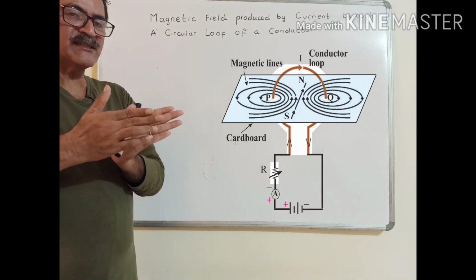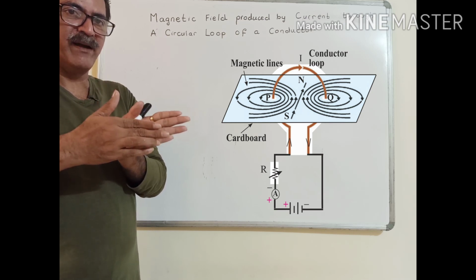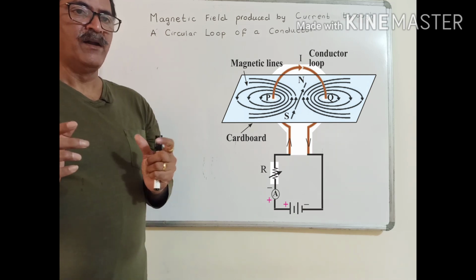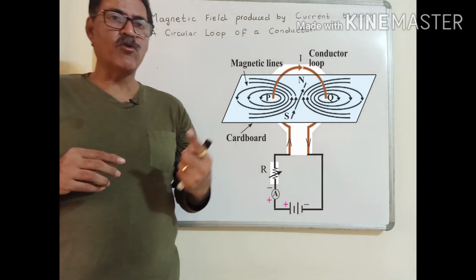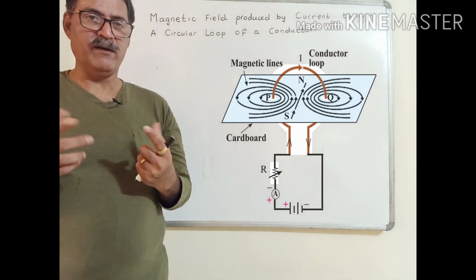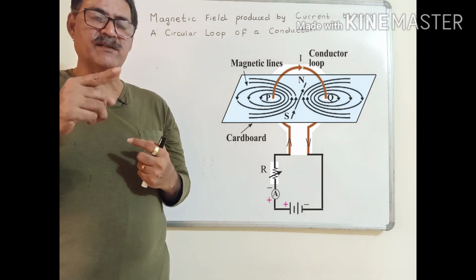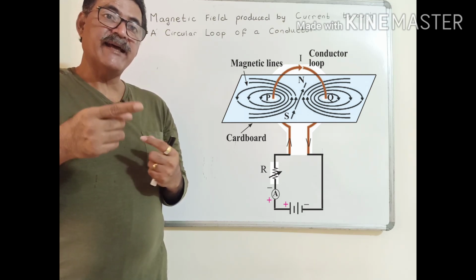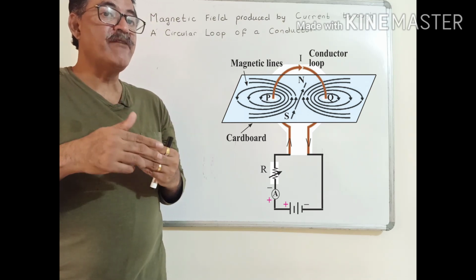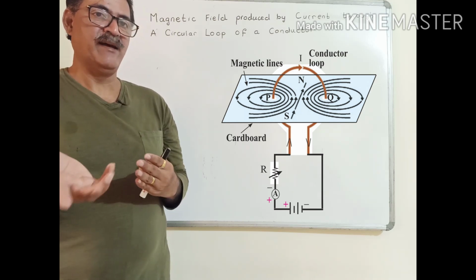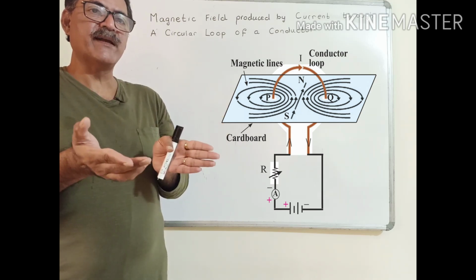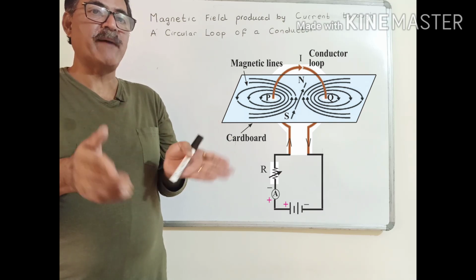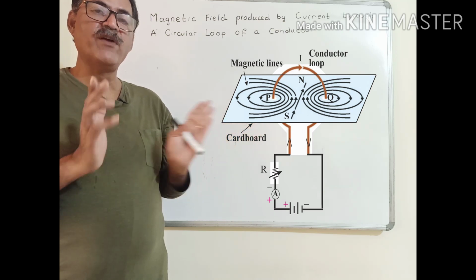So as you go towards the center of the loop, the circles become bigger and bigger, and ultimately they become a straight line. Now students, supposing you have only 2 turns of copper wire, as you increase the number of turns, that means if the number of turns are increased by n, then the intensity of the magnetic field will also increase n times. N times means how many times you increase the number of turns, by that many times the intensity of the magnetic field produced in the loop will increase.